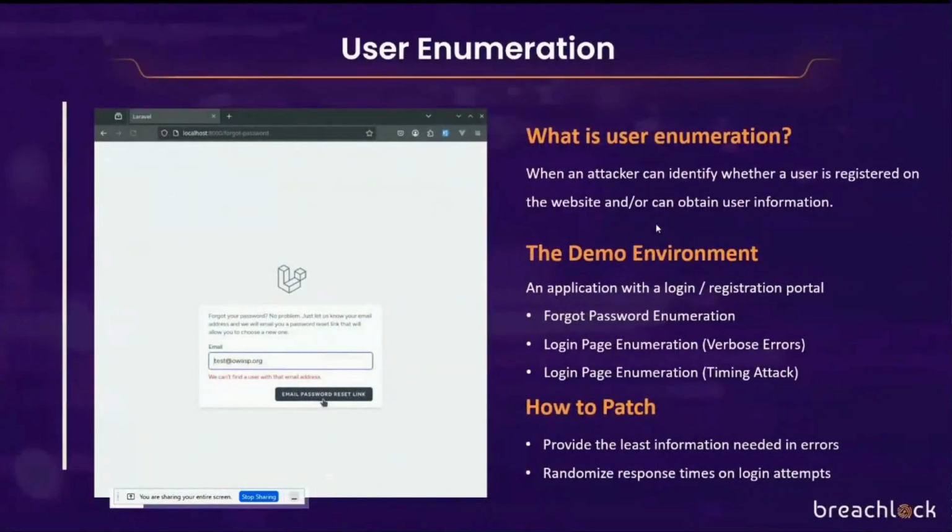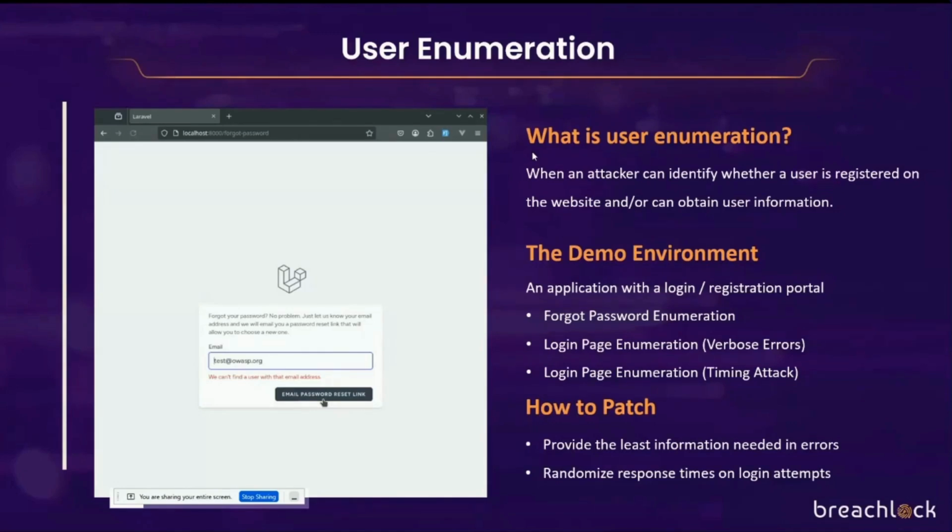User enumeration, and this is the last one that we have for this session at least, is a way that an attacker can try to identify various users on the website, right? So we have an application with a login and registration portal where there are 3 different flaws. We can identify whether a user exists through the forgot password page. We can do this through the login page, relying on errors, or again through the login page using a timing-based attack.